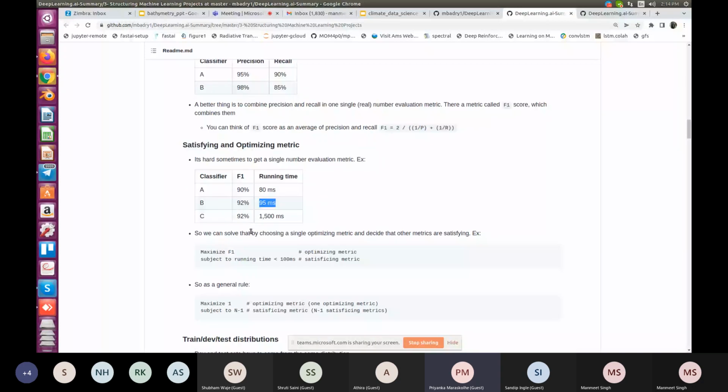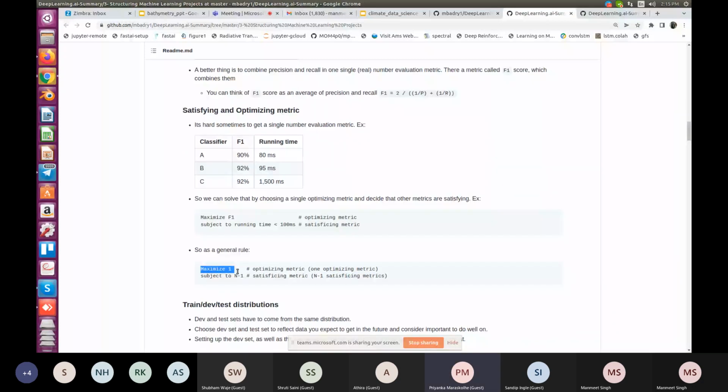And for classifier C, the F1 score is 92%, but your runtime is much higher. It's 1500 milliseconds. So we can solve that by choosing a single optimizing metric and deciding what other metrics are satisfying. For example, we can maximize F1 subject to a runtime of less than 100 milliseconds. So as a general rule, we maximize one optimizing metric subject to n minus one satisfying metrics.